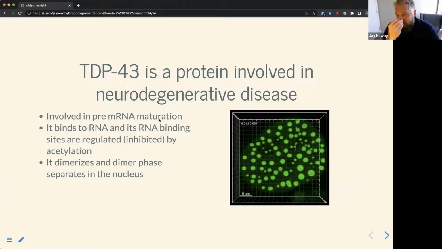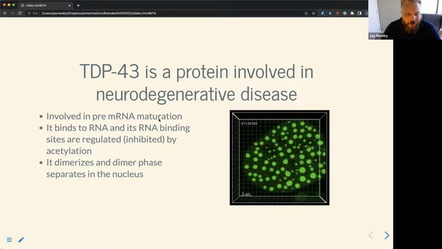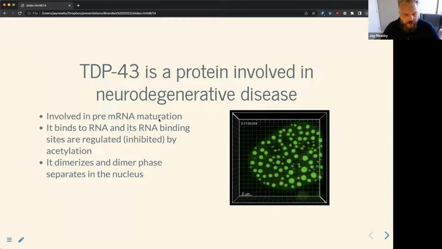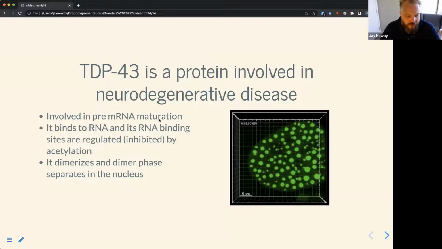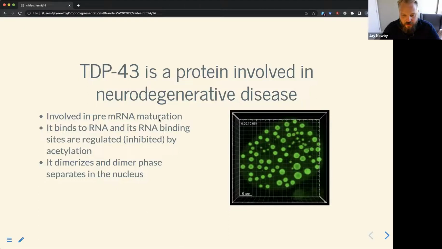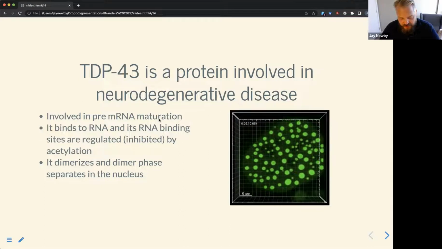All right, so what does TDP43 do? That's actually not really relevant. It's involved in pre-mRNA maturation. What's relevant and why people studying it are studying it is because it's involved in neurodegenerative disease, right? So it interacts with RNA, and it forms these condensates in the nucleus. And in the disease models, it's localized into disease-causing plaques, right?